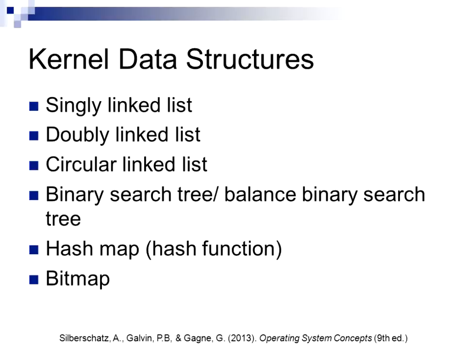You're also going to see references to different data structures. I'm hoping most of you are familiar with data structures like a singly linked list, a doubly linked list, a circular list, a binary tree, a hash map along with hash functions, and bitmaps. These are the types of data structures that are used in a kernel to help keep track of all the things it needs to keep track of.